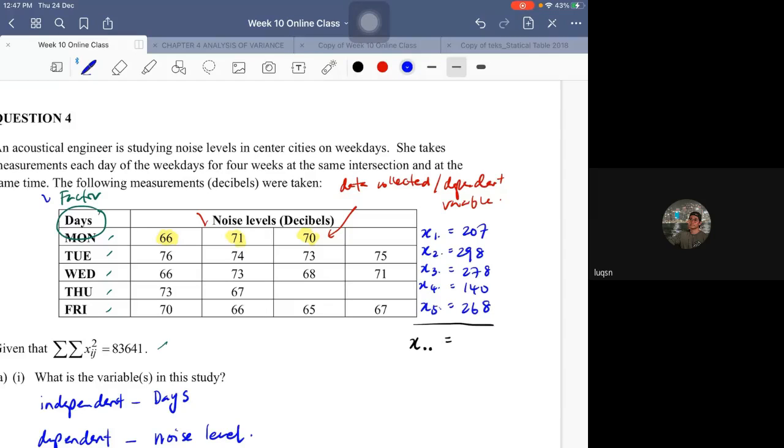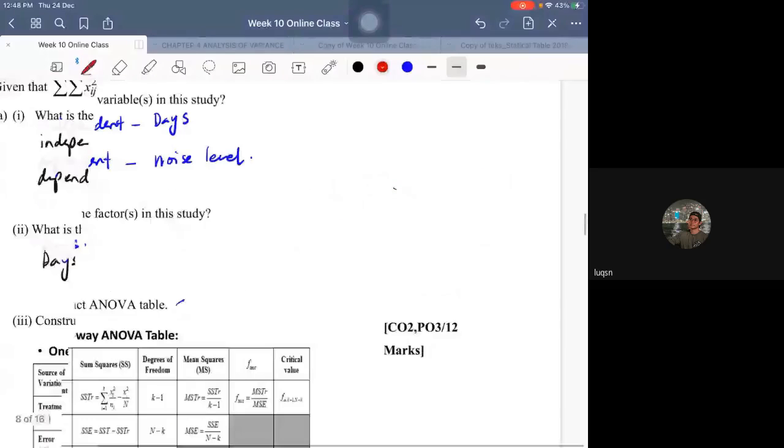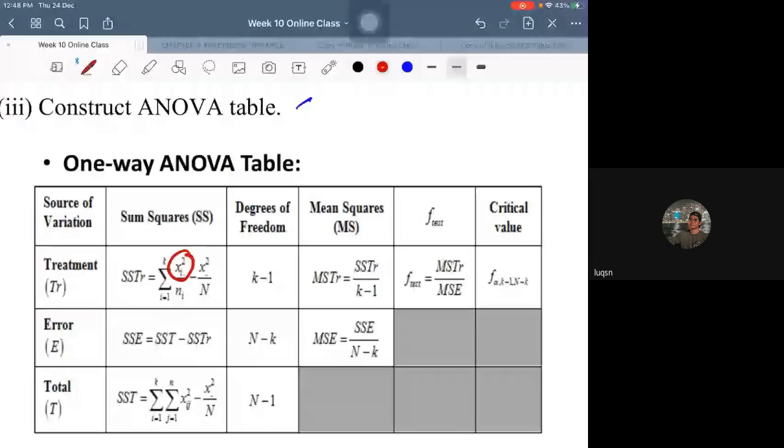Now what I have is 5 categories: 1, 2, 3, 4, 5. If you notice in this formula, there is a term xi square with a dot. So what does the dot mean? The dot means total. If I write x1 dot squared, I have to find the total for everything that has to do with treatment number 1, and I have to square the value. So that is what the formula means.